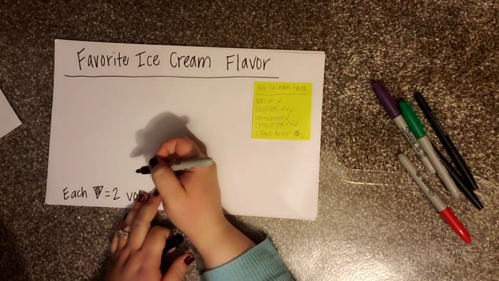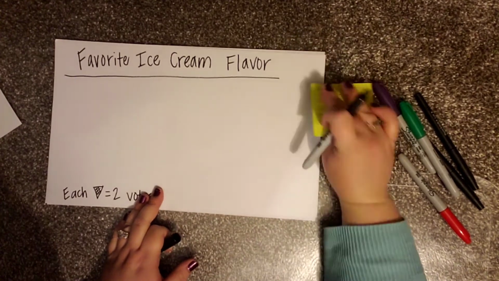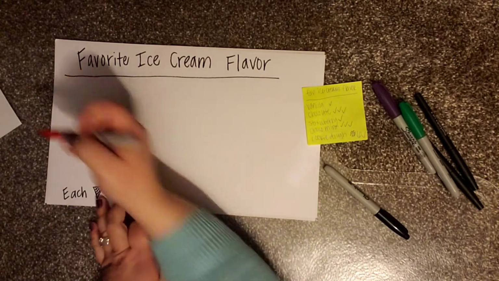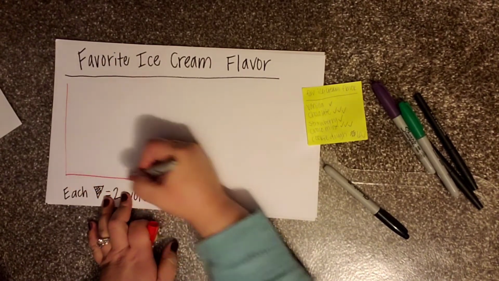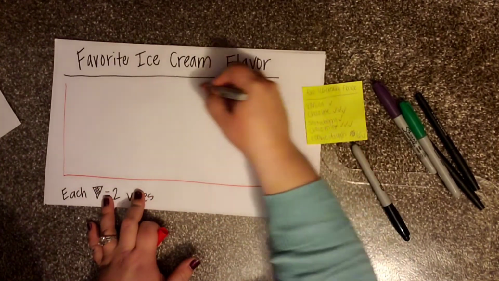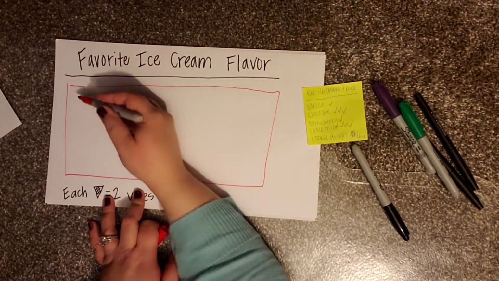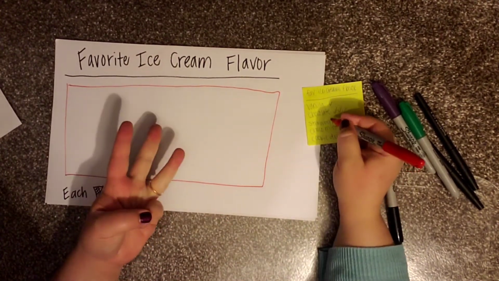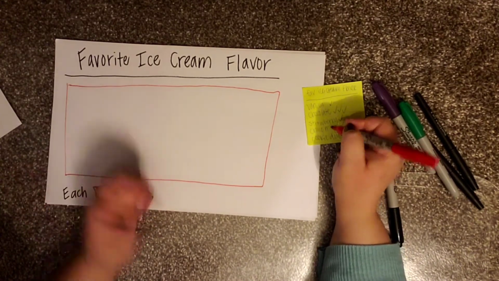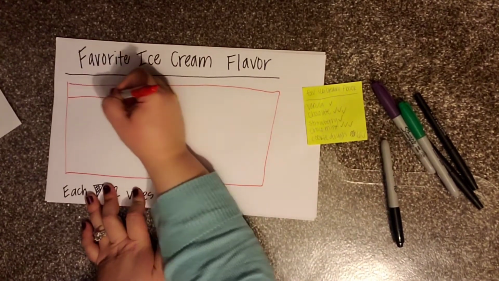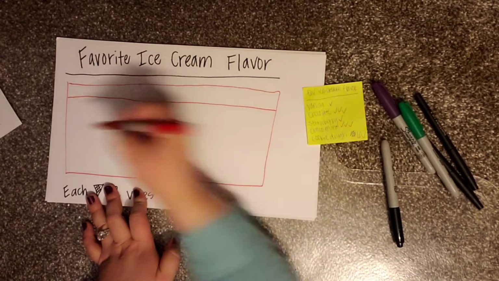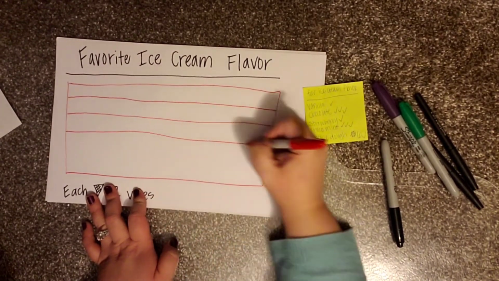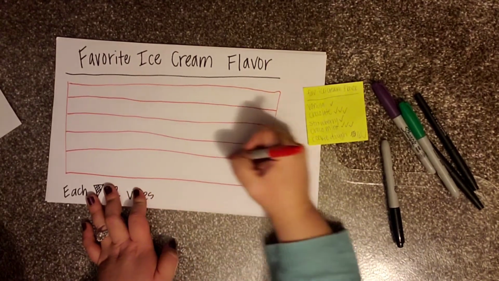I have my title. The next thing I need to do, and I'm going to move my data a little bit, is I need to draw it. When you draw your pictograph, I suggest just drawing this nice, easy rectangle. And then I need to make my different choices. I had vanilla, chocolate, strawberry, chocolate mint, and cookie dough. 5 choices, so I need 5 rows. And I'm going to try to do this as best I can without measuring. 2, 3, 4, 5. Excellent.